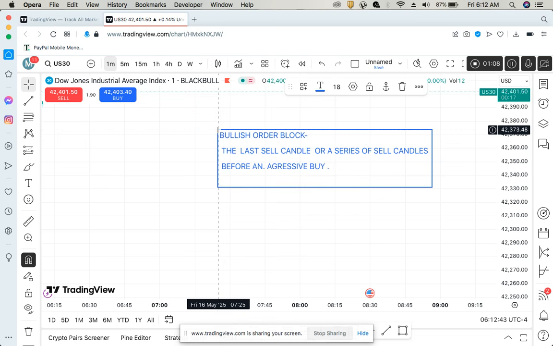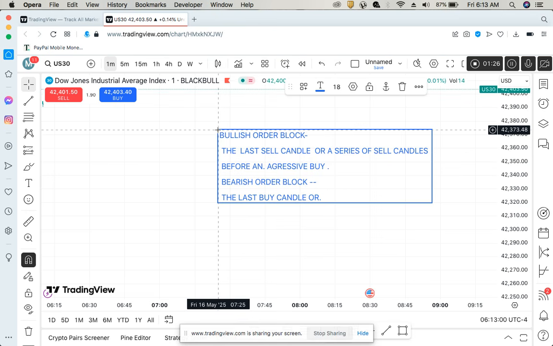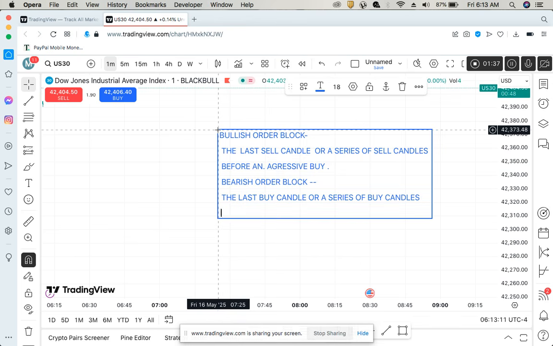So we have a bearish order block. A bearish order block is the last buy candle or a series of buy candles before an aggressive sell. Okay? That's what a bearish order block is.